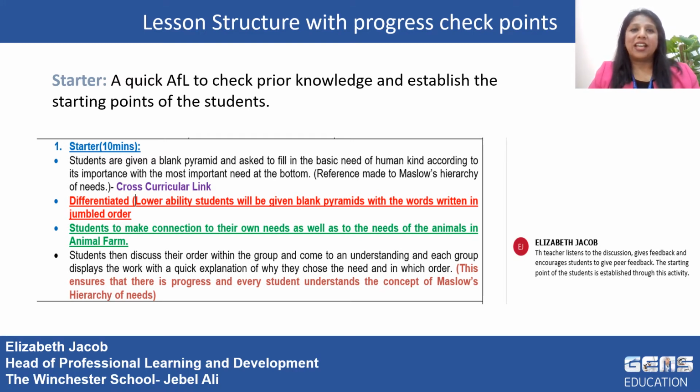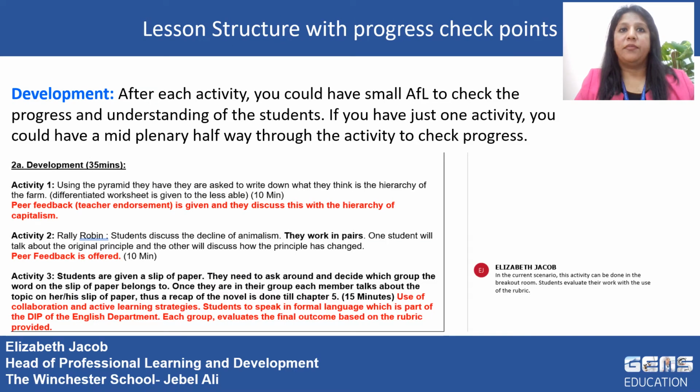As you can see, the task is to fill a blank pyramid based on the needs of humans. Students are expected to discuss the reasons why they rank the needs in the order they have. The teacher encourages students to give peer feedback while she endorses the feedback given, and she gives her own feedback as well. This activity enables the teacher to understand if all students are able to identify the needs and compare it to the needs of the animals on the farm.